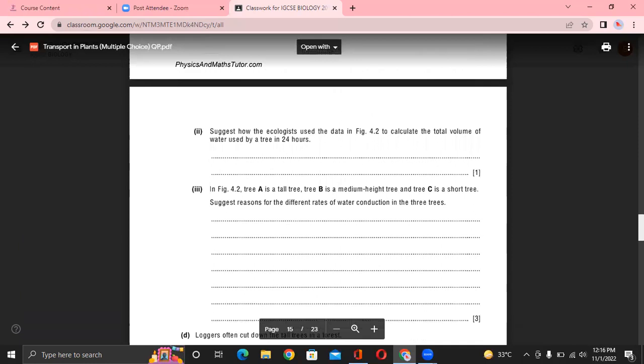Suggest how the ecologists use the data. Part two. So in this question, I wrote by calculating the area under the graph.